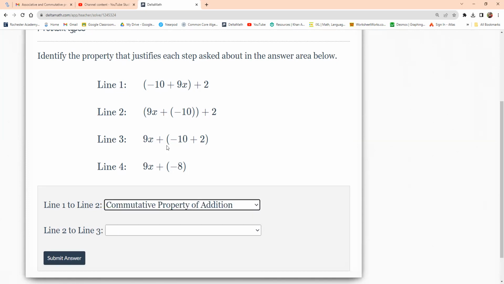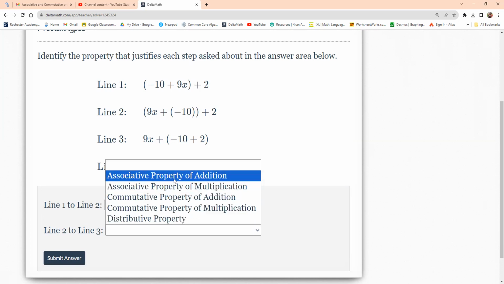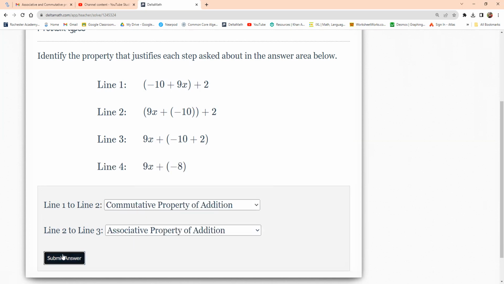Okay. Now, next we go from line 2 to line 3. What did we do? Well, we regrouped. It was 9x plus this negative 10, but now it's negative 10 plus 2. So remember, whenever you want to associate with a different number or a different letter, that's the associative property. So we are using the associative property of addition to make this happen. This is the associative property of addition. So let's submit this.